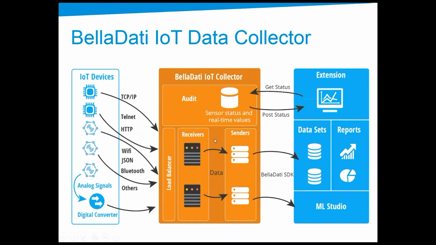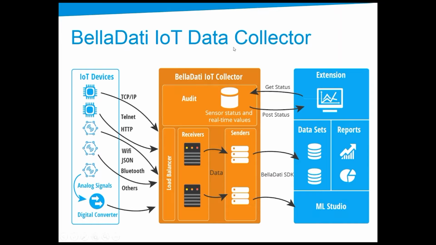So let's continue with the presentation here. So this was the audit module, and the last one is the sender. The sender module is able to send the data to the BellaDati platform, especially to the data sets, and of course to the machine learning studio. And you can use the BellaDati SDK to do this in a very smooth way, so you don't need to think about the objects, you don't need to think about the way how to communicate with the system. We will just take the BellaDati SDK and use it to send the data to trigger some processes inside the machine learning studio.